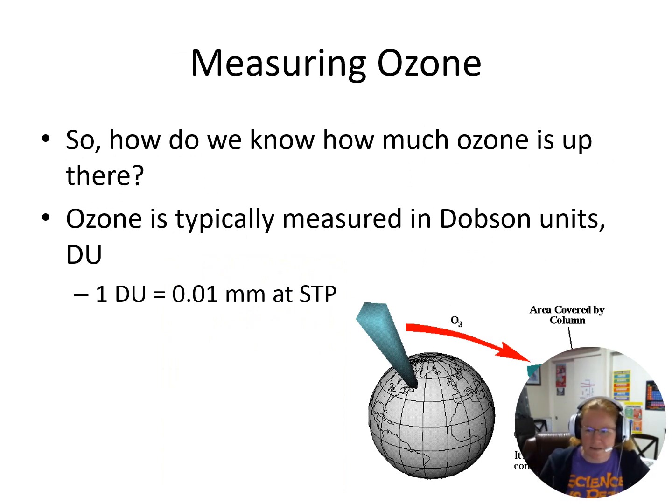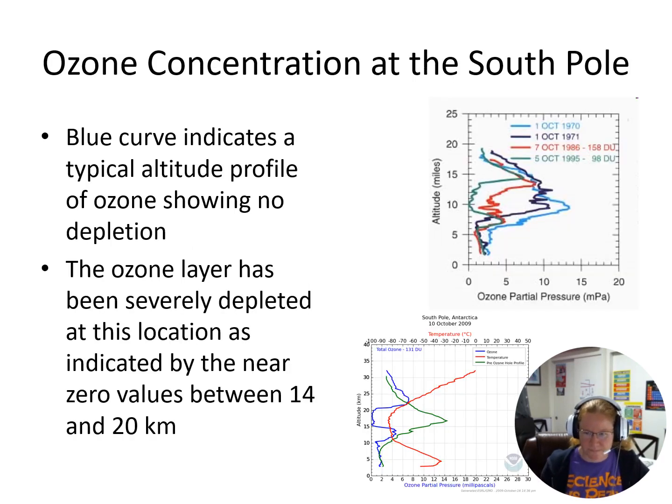So we can measure this in something called Dobson units. And so we're able to take a look at that by looking at a column that we can measure. Okay, so we look at this ozone concentration down at the South Pole. All right, blue curve on this graph here is typical altitude profile of ozone that shows no depletion. And then we can look at it again and see that at this location, we've had severe depletion of the ozone layer because we get those near zero values between the 14 and 20 kilometer marks.